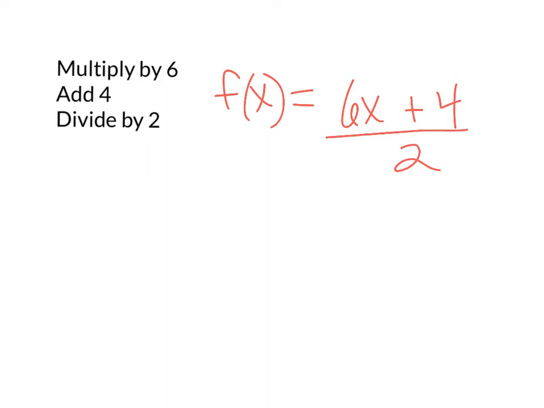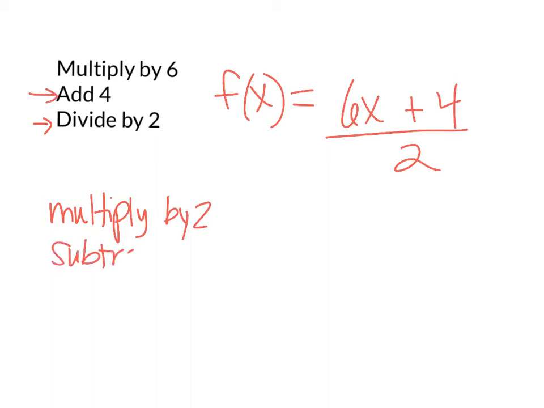Now let's think, what if we wanted to reverse this? Okay, if you wanted to reverse this function or find the inverse, you basically work backwards. So the first thing I originally started was divide by 2. So instead of dividing by 2, I'm going to multiply by 2. Okay, so I'm just going to kind of write that out. I'm going to multiply by 2. Okay, instead of adding 4, I'm going to subtract 4. So again, I'm working backwards. So I'm going up this way. Instead of multiplying by 6, I'm going to divide by 6.